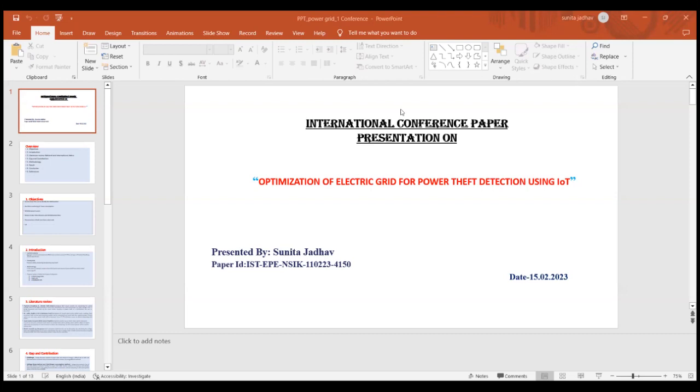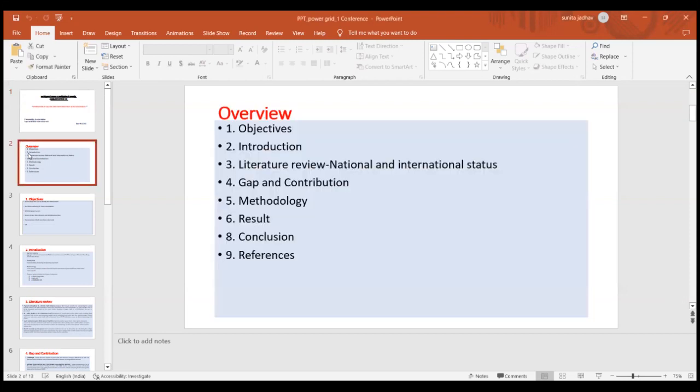Today I am going to present a paper on optimization of electrical grid for power theft detection using IoT. So basically this is the outline of the presentation. First we will see the objectives of this proposed system, then the introduction, literature review, the gap in previous literature or papers, the contribution made by me, the methodology chosen for this system, then the results, and finally the conclusion.